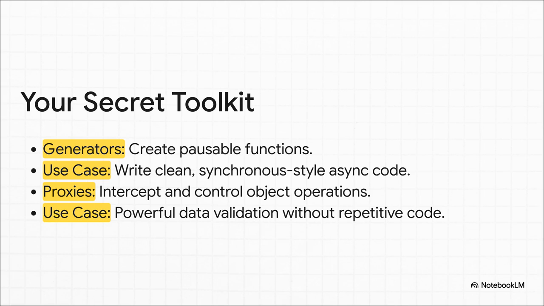All right, so let's do a quick recap. We've got generators, right? These are our time-pausing functions. Their superpower is taking messy, complicated async code and making it look clean and simple. Then we've got proxies. They're our object gatekeepers. Their superpower is intercepting operations, which is perfect for things like data validation, logging, or all sorts of advanced metaprogramming, all without cluttering up your main code.